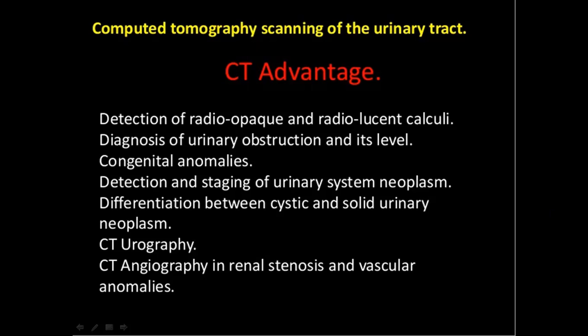Diagnosis of urinary obstruction and its level. Searching for congenital abnormalities. Detection and, what is most important, correct staging of urinary system neoplasms. Differentiation between cystic and solid urinary neoplasms. Also, such options as CT urography and CT angiography in renal stenosis and vascular abnormalities are very important and informative.